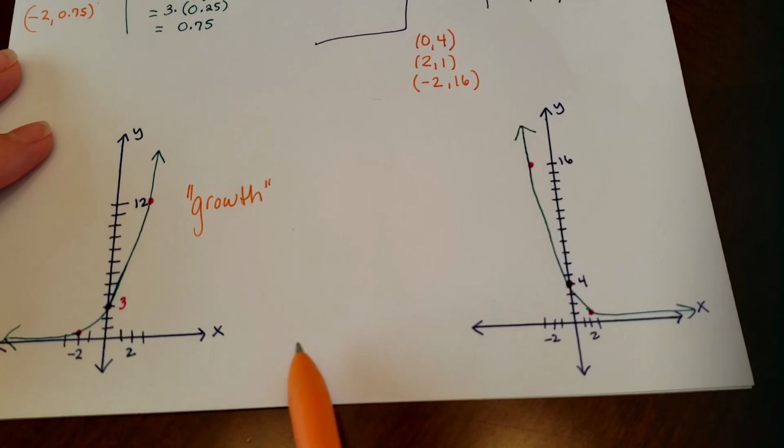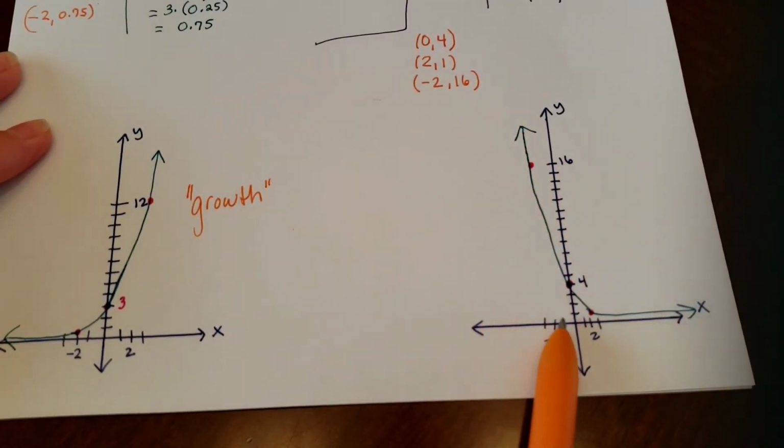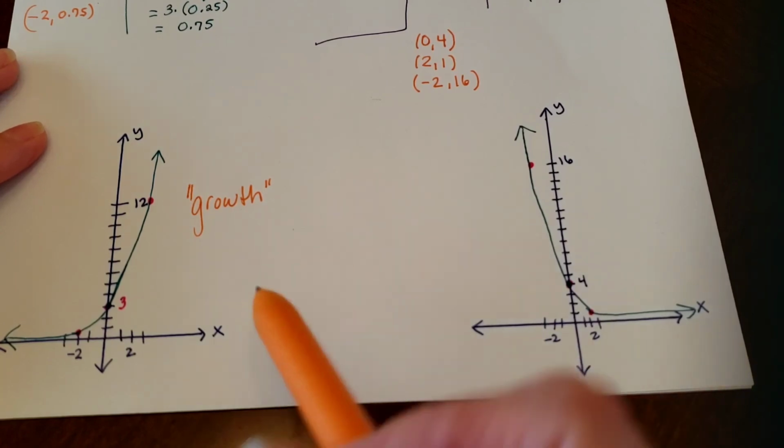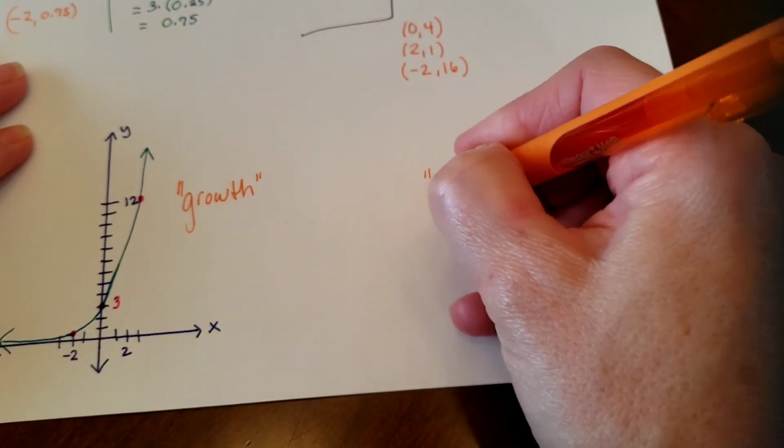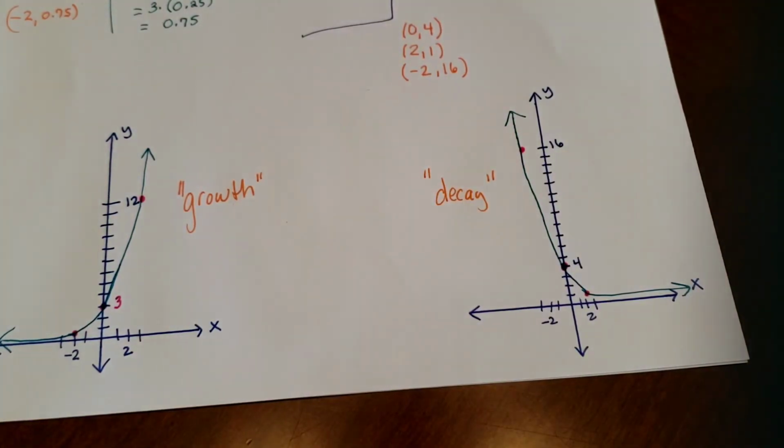If I do that same thing starting on the leftmost of the graph, I'm going down and to the right. Because I'm going down, this is a decay function. So a little bit of extra information for you.